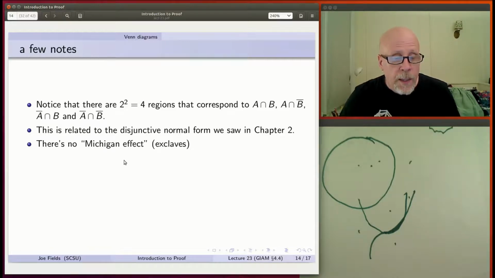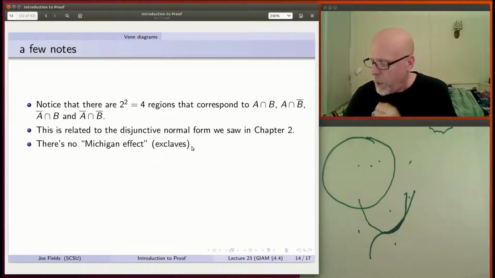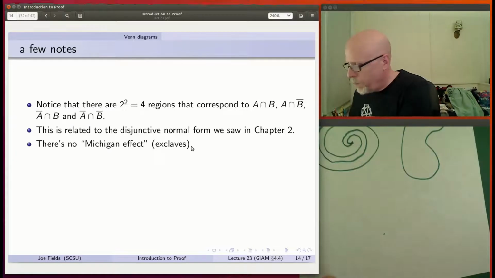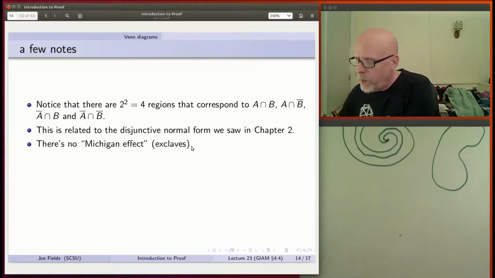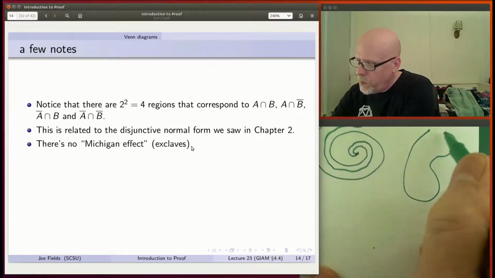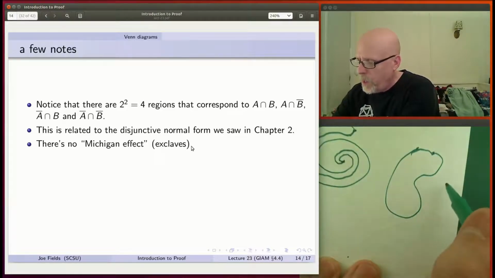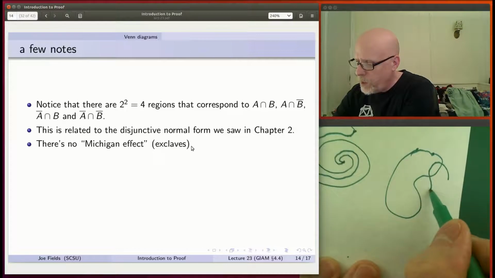Okay, there's not a Michigan effect. What do I mean by that? I do not want to use curves in Venn diagrams. I'll do one last use of this sheet of paper. Here's a thing that I've already started, so this is good. How about if I had 2 of these sort of kidney-shaped things?